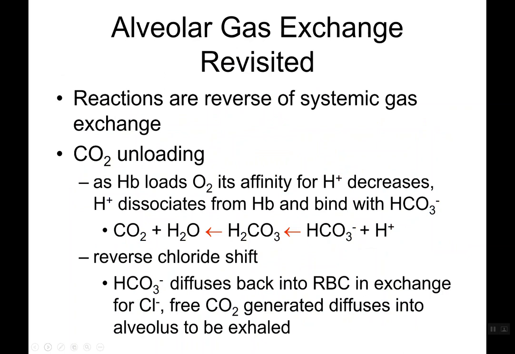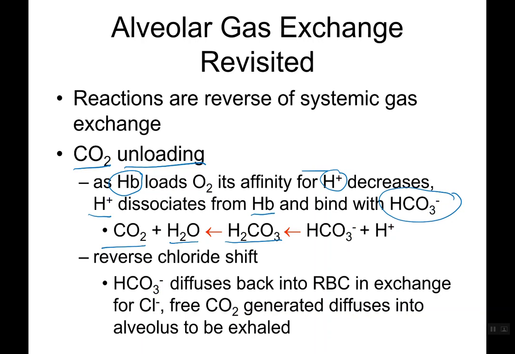All right, so the reactions in alveolar gas exchange are the reverse of systemic reactions. So CO2 unloading states that as hemoglobin loads O2, so O2 is leaving the alveolar space, going into the blood and binding to hemoglobin, hemoglobin's affinity for protons decreases. Up until now, the hemoglobin in oxygen-poor blood has been holding on to protons, but loading of oxygen reduces that, so hemoglobin starts kicking off protons. Those protons dissociate from hemoglobin and go bind to the nearest bicarbonate. That produces carbonic acid.